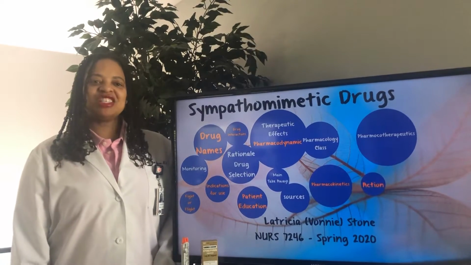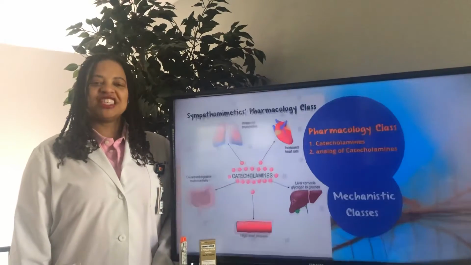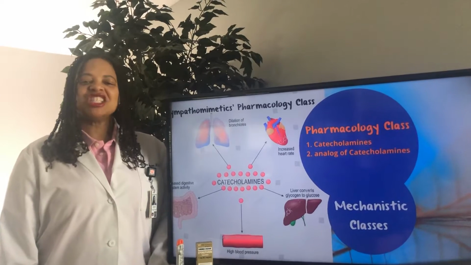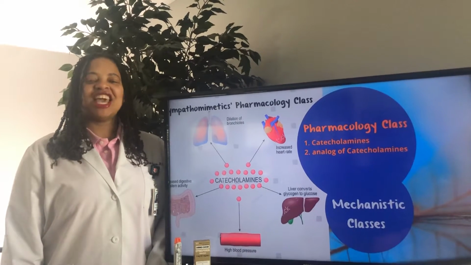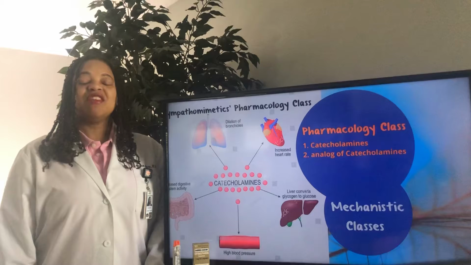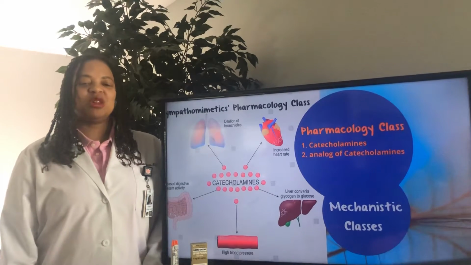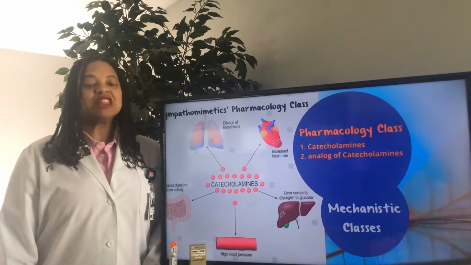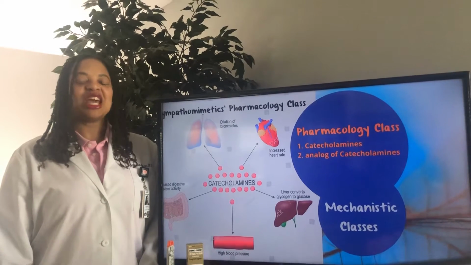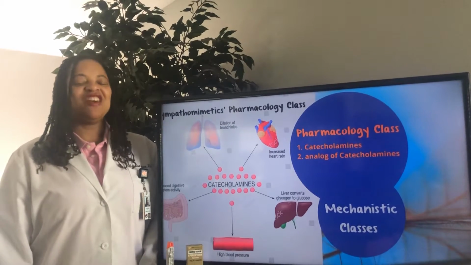Today, I would like to talk to you about sympathomimetic drugs. They fall into the pharmacology class of catecholamines and analogs of catecholamines. If they're synthetic, like dobutamine, they're known as an analog of catecholamine. When they occur naturally in the body, they're known as endogenous, like epinephrine, dopamine, and ephedrine.